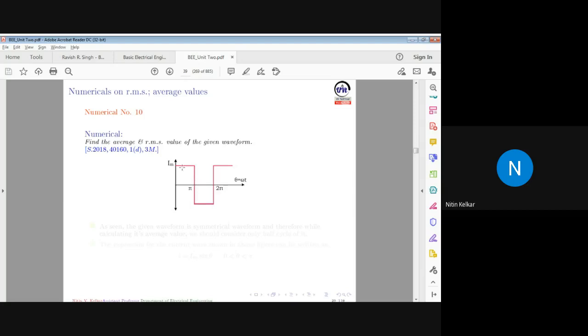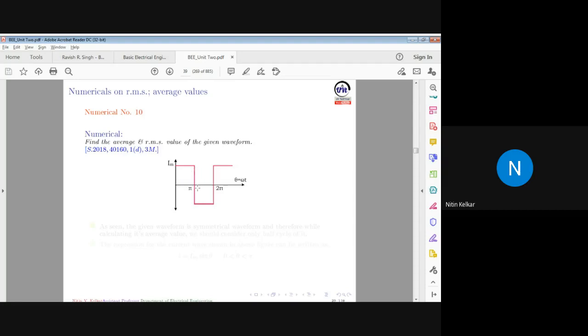As you can see, this waveform represents a current, because on the y-axis they have plotted Im, which indicates a current waveform. As the waveform is symmetrical, we will consider only the half cycle of the current waveform. The current completes one cycle in 2 pi radians or 360 degrees, so the half cycle is covered from 0 up to pi radians. That means the integration limits for calculating the average value will be from 0 to pi. But first, we need to write down the equation for this waveform.